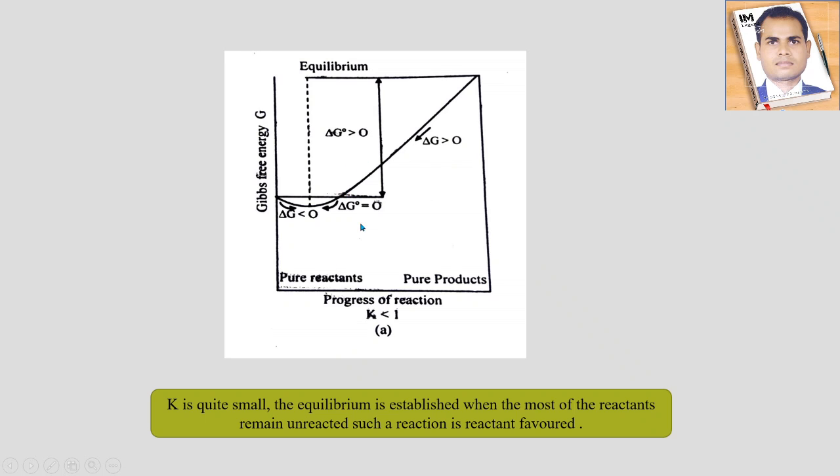what will happen if K is quite small, that is, K is less than 1. The equilibrium is established when most of the reactant remains unreacted. Such a reaction is reactant favored. You will see here that most of the reactants remain unreacted. So this kind of reaction will be reactant favored.